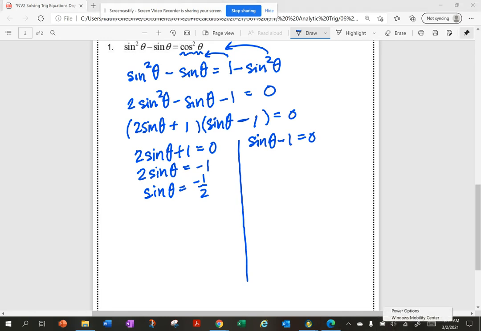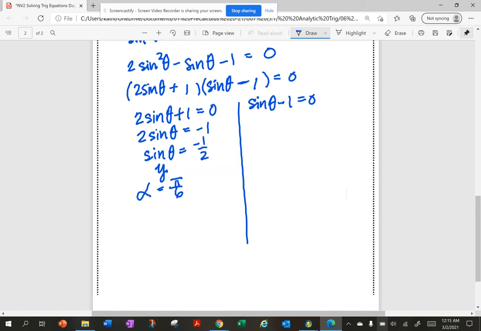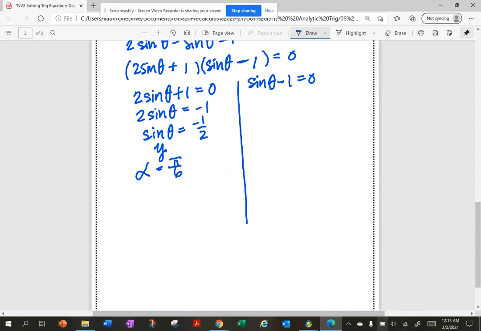So I'm looking at the sine of theta is my y value. So I'm drawing a picture here. Sine at -1/2, I know my reference angle is going to be pi over 6. So I'm looking at a negative y value. So I know those would be in quadrants 3 and 4. So this is going to be pi over 6 for my reference angles.